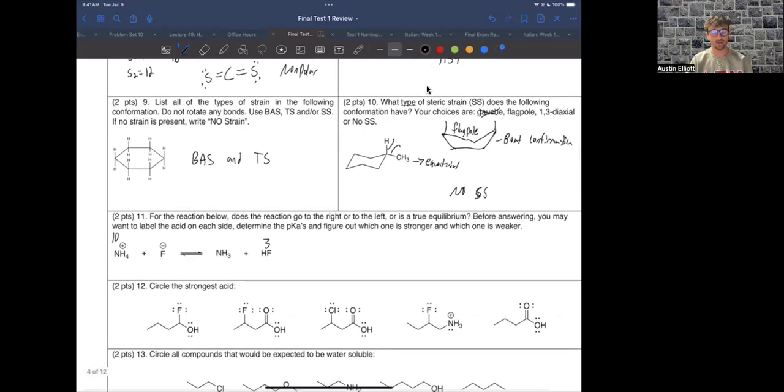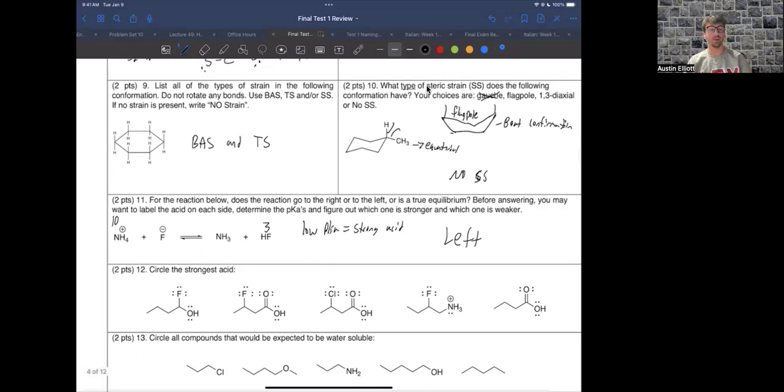Now, low pKa equals strong acid. So since that pKa of 10 is higher, that's our weak acid. So this reaction is going to go to the left. I'm moving on to the next one.